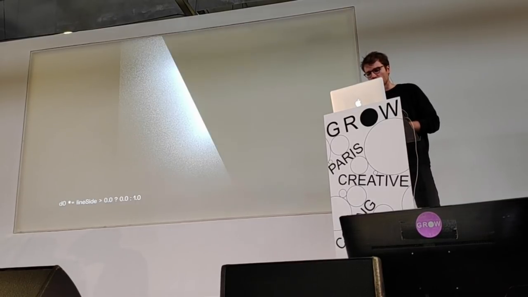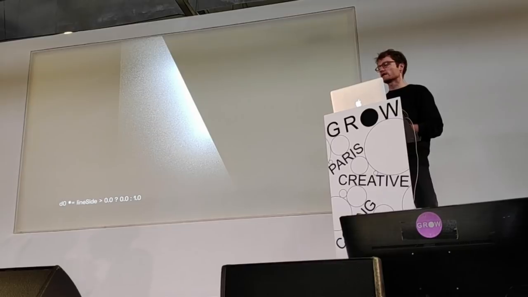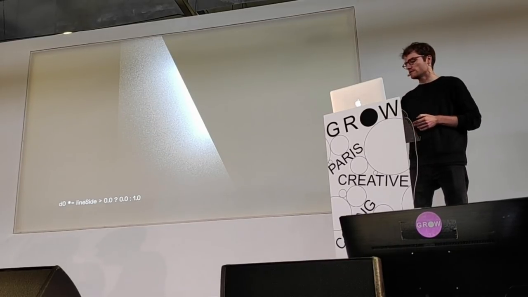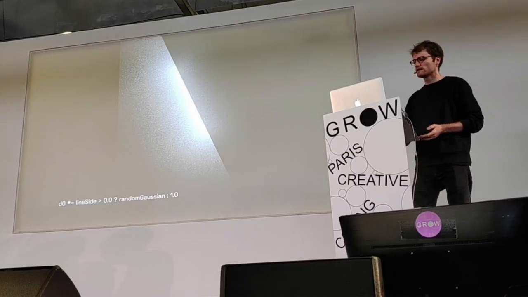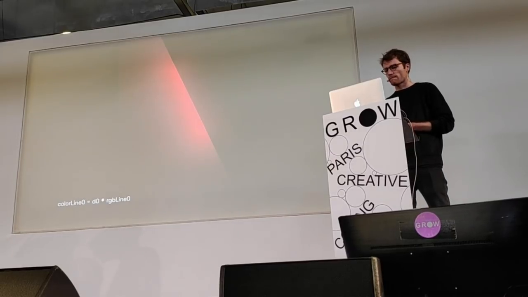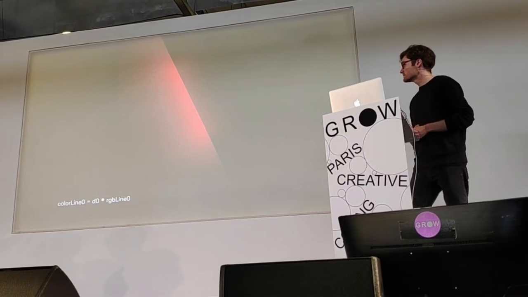And then maybe I'll just cut one side of it, just so that it's a bit of a better balance. But maybe instead of cutting one side entirely, I'll let some of the light through a little bit using a Gaussian function again. And then I'll introduce a color maybe or something like that.